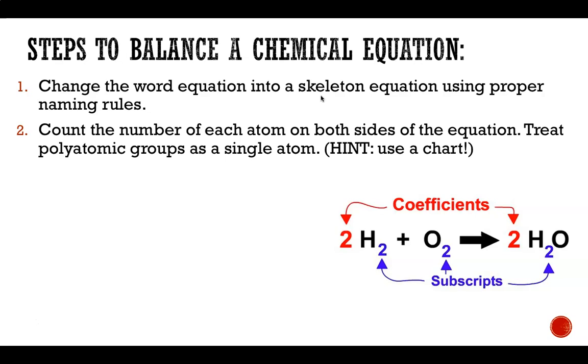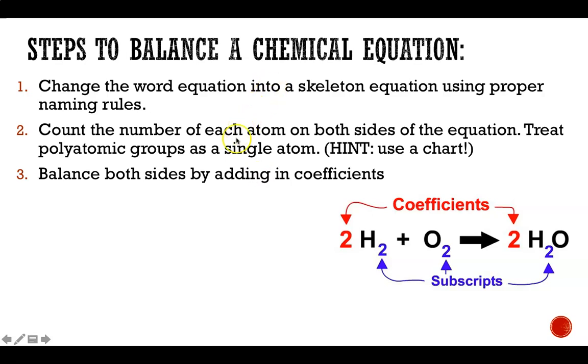Step 2 is to count the number of each atoms on both sides of the equation. So kind of just like in that picture on the last slide where we were counting our hydrogens and oxygens on both sides, we want to be able to count the number of each type of atom that we have. A trick is to treat your polyatomic groups as a single atom. Again, that's going to make more sense when we go through our example. And then the hint here is you are going to want to use something I call an ERP chart. And I'll show you exactly what that is when we go through our example.